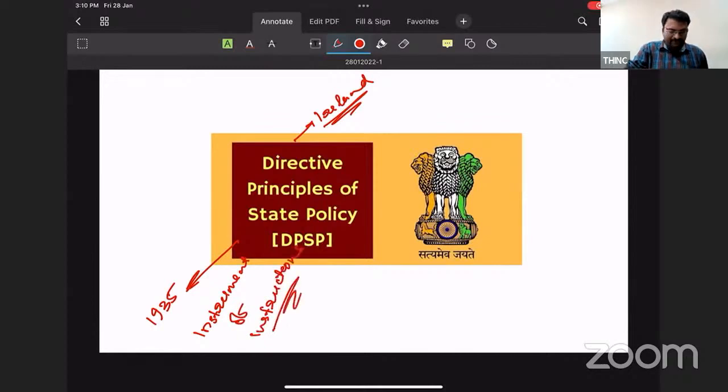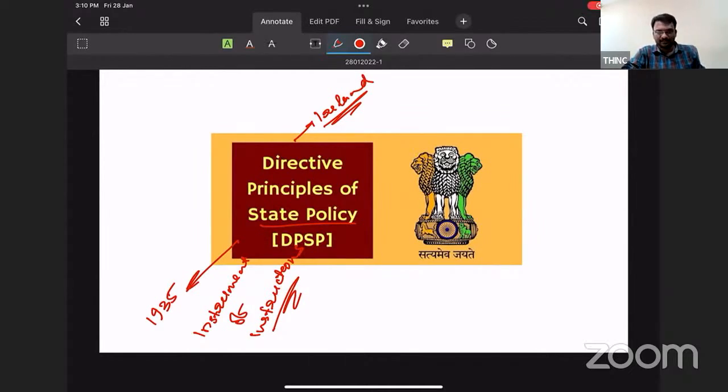Okay, so from 1935, there is the Government of India Act 1935. There are certain things called the Instrument of Instructions, and when our Constitution comes, it becomes the Directive Principles of State Policy. From the name itself, we can understand that it is related to state policy. Yes, it's obviously related to the formation of state policy, and we had adopted it from Ireland. A lot of things had been taken from Ireland. That's why we are telling like that.